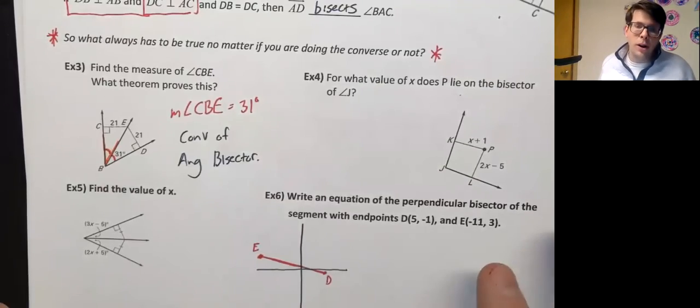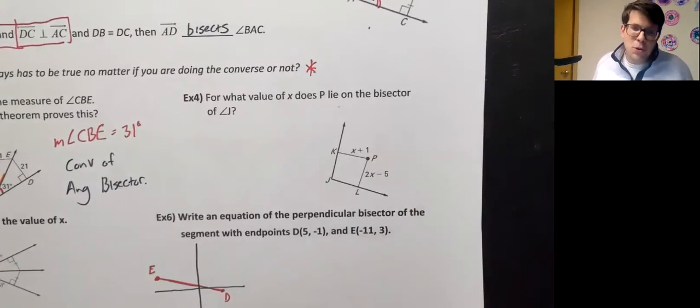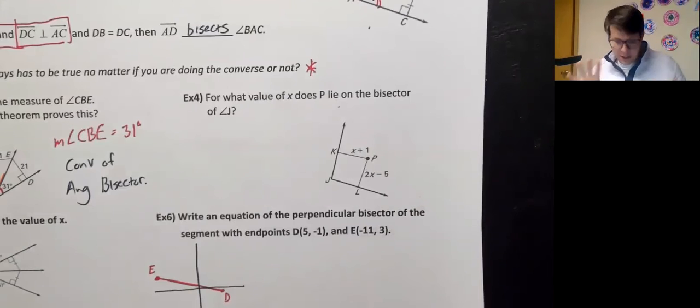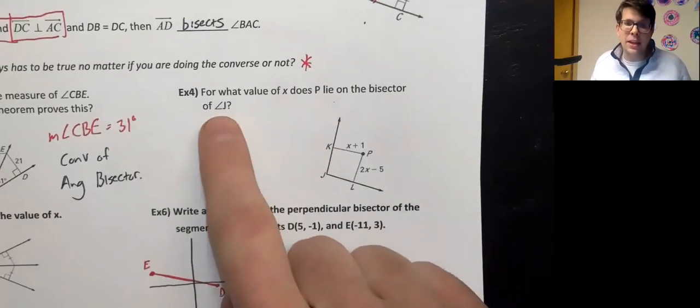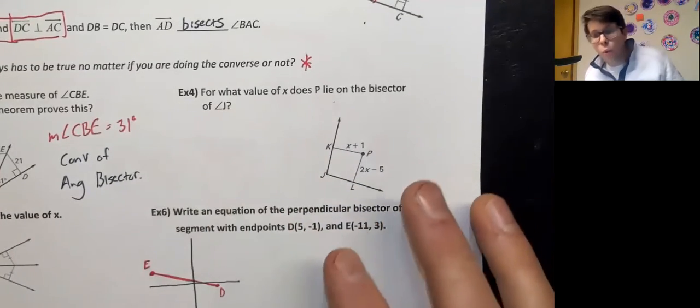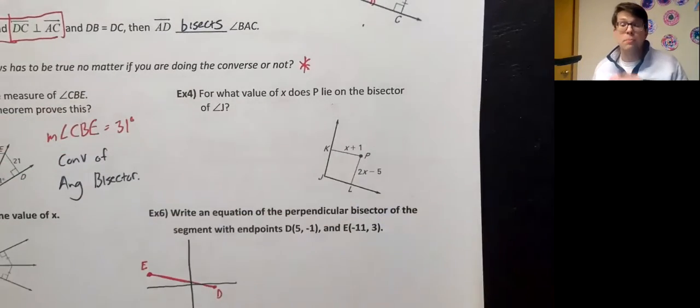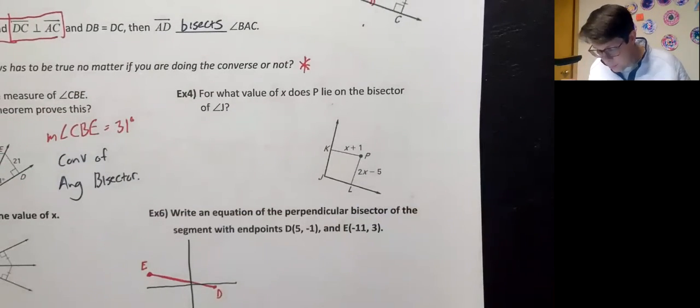Let's take a look at example 4. Example 4 is right here, and this one is a little bit of a loose one, so we're going to do a little extra work with this one. It says, for what value of x does P lie on the bisector of angle J? So right now, we don't have an angle bisector, but we're going to build one. So that's what we're going to work on right now.